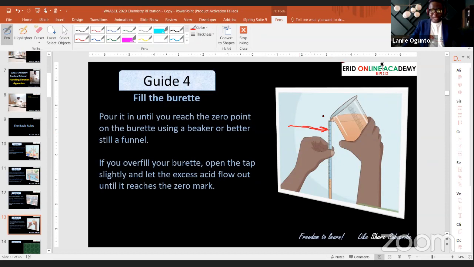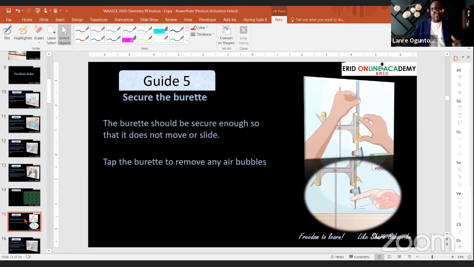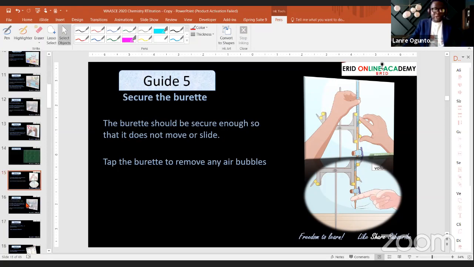So use your beaker. The beaker has a tip at the mouth, so the liquid can come directly, or you can use your funnel. Your funnel is the best practice. Use your funnel to pour your liquid into the burette. Then when you have done that, the next thing will be to secure your burette. That means make sure your burette is tightly on the clamp, and make sure it is straight. Don't let your burette be bent like this, to give you an accurate reading on the burette.